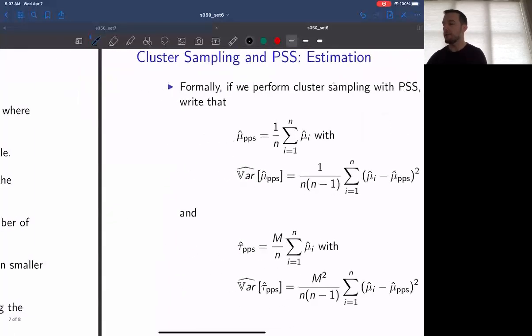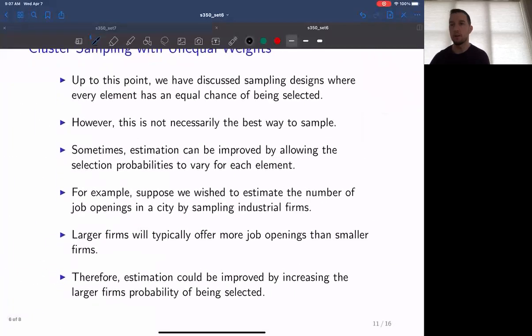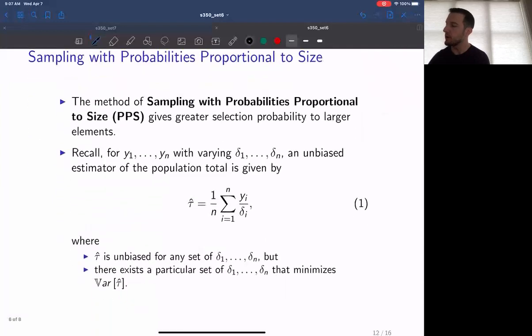What we had left off talking about was cluster sampling with unequal weights. Okay? And in this situation, when we want a cluster sample but not have an equal weight assigned to each of the clusters, one of the potential strategies that we can use is sampling with probabilities proportional to the size. So what we're saying here is that the selection probabilities for each of the clusters can be directly proportional to the actual size of that cluster.